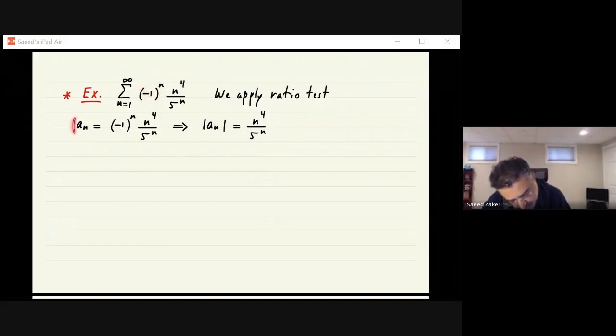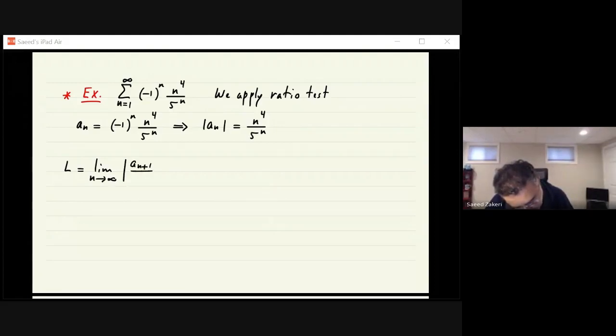So when you take absolute value of AN, it's absolute value of this times absolute value of this. This part is positive, so it's itself. And this portion, when you take absolute value, is just 1. So that's absolute value of AN. So L, which is the limit as n goes to infinity of absolute value of AN plus 1.